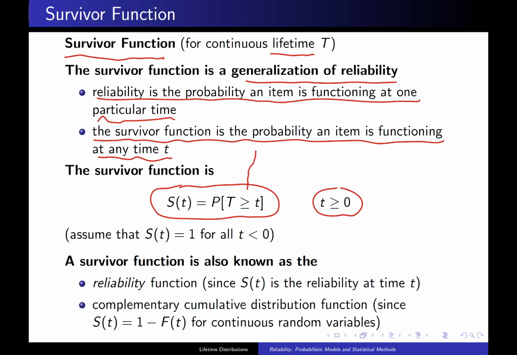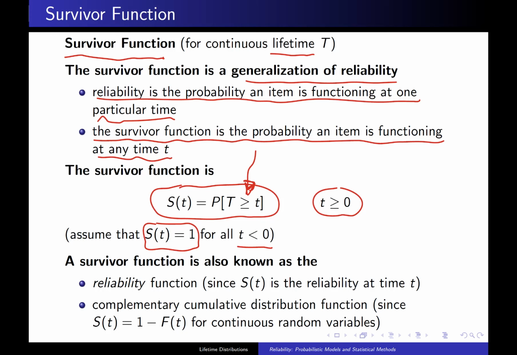Now this choice right here is not universal. Some people like a strictly greater than there, and some are fine with a greater than or equal to. For a continuous distribution, it doesn't matter. For a discrete distribution, whether you choose a greater than or a greater than or equal to is important. We are also going to assume that the survivor function is 1 for all negative values of t.